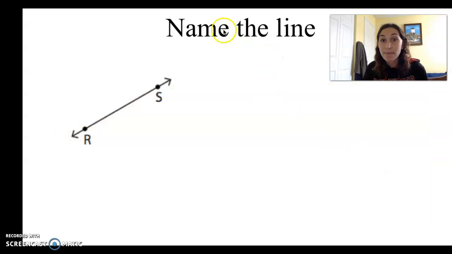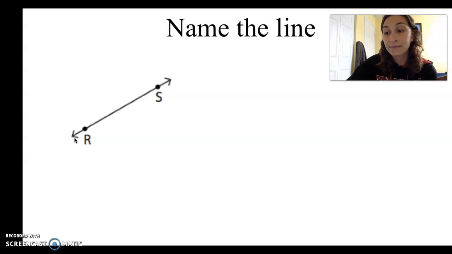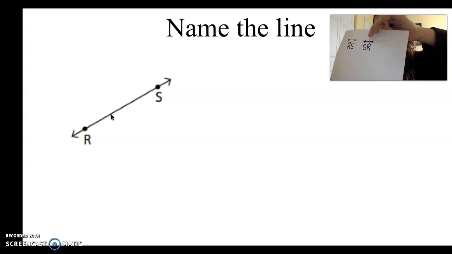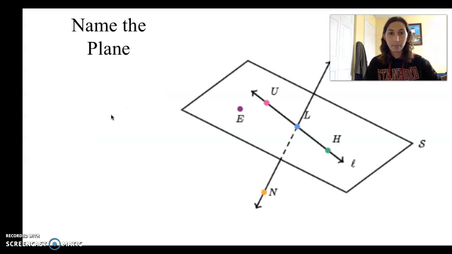So if I want to name this line, I want to give it a name. Notice there's no italicized letter next to it. So I need to name this line by its 2 points. So I'm actually going to draw it out for you. I could call this line RS, or I could call the line SR. Because it's a line, when I'm referring to a line, I always draw a line above my 2 points. So you can see here, I can name it line RS with a line above, or line SR with a line above.